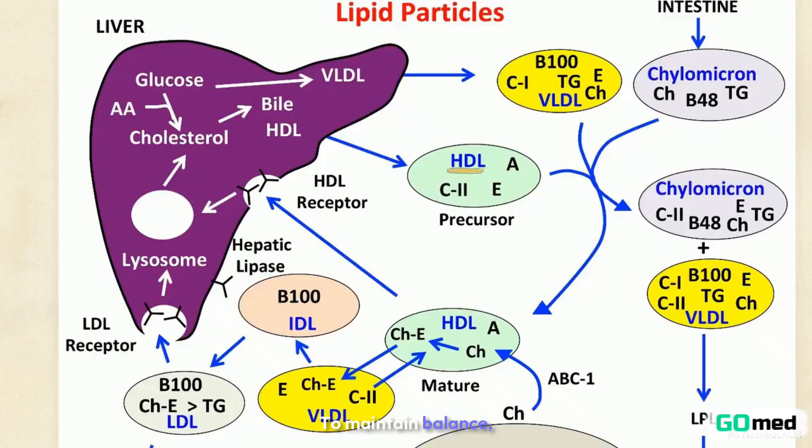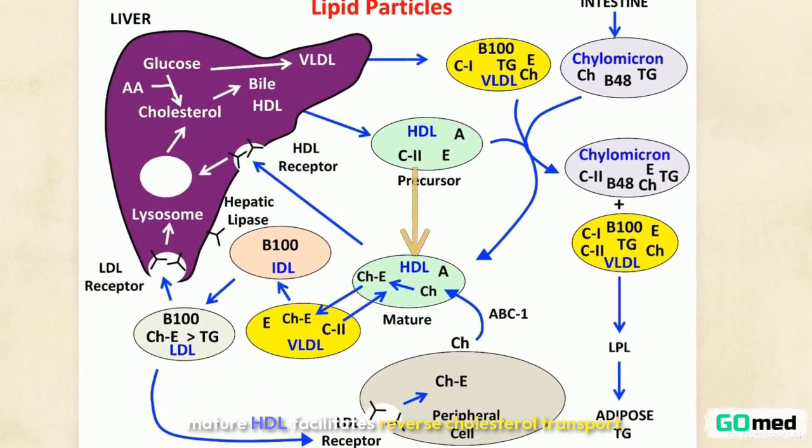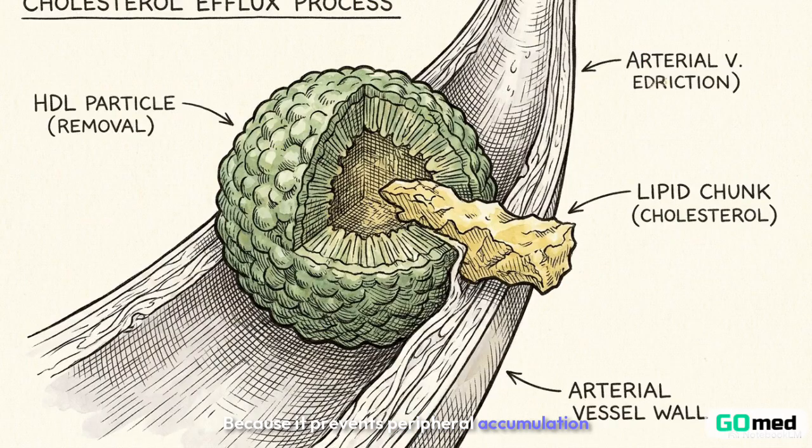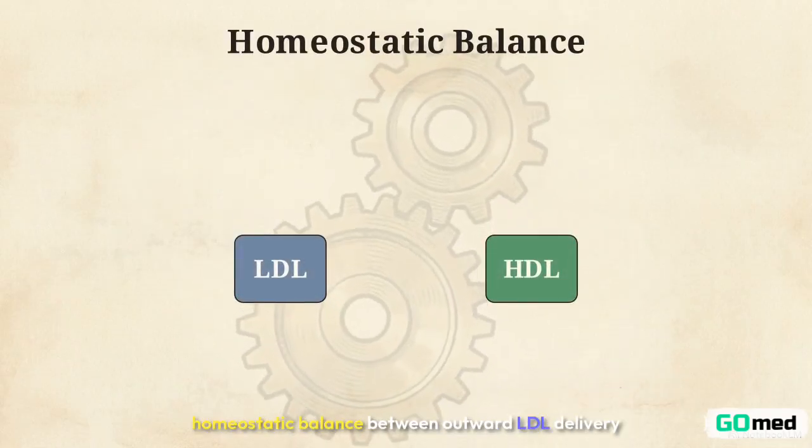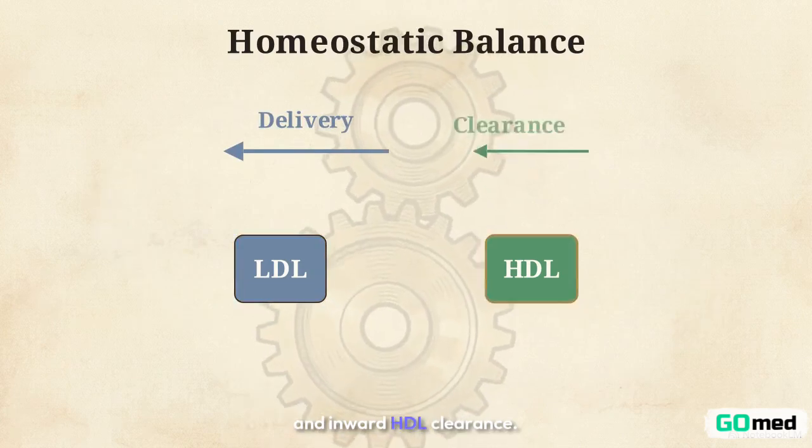To maintain balance, the liver also secretes high-density lipoprotein, or HDL. As seen here, mature HDL facilitates reverse cholesterol transport, scavenging excess cholesterol from tissues and returning it to the liver. Because it prevents peripheral accumulation and possesses antioxidant properties, HDL is clinically characterized as good cholesterol. Cardiovascular health depends on the homeostatic balance between outward LDL delivery and inward HDL clearance.